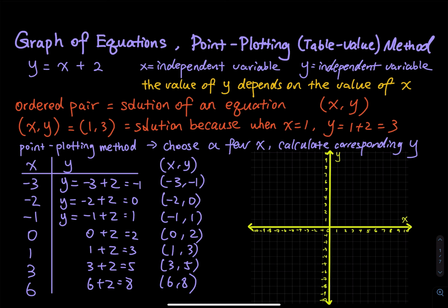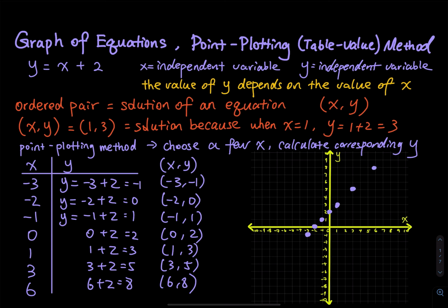So we have a bunch of ordered pairs. Every point you have is one of the points on the straight line. So let's graph them. When x equals -3, y equals -1, and then -2, 0, and then -1, 1, and then 0, 2, and then 1 comma 3. Now, do you see the pattern in here? The next point is you go 1 unit to the right and then 1 unit up. I don't have 2, but I have 3 comma 5, and then I have 6 comma 8.